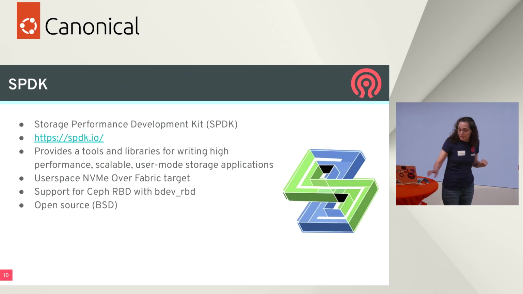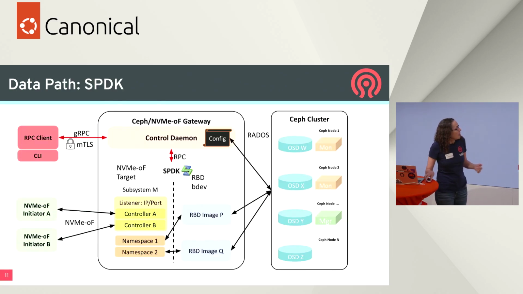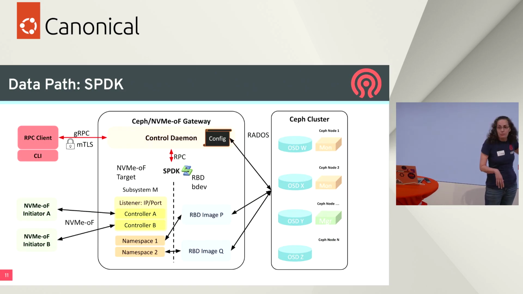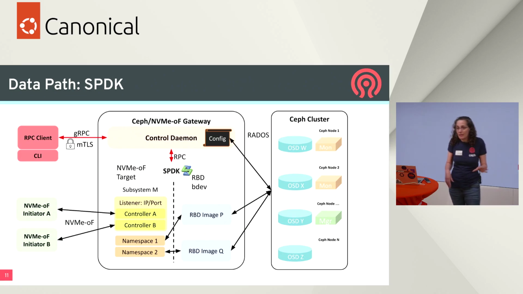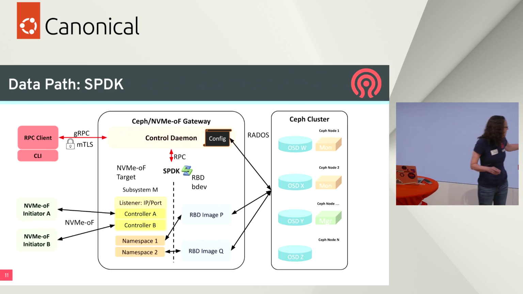So we are using SPDK to implement all the data path. In our container, we have the control daemon in Python, and we have SPDK running as well. The control daemon uses local RPC commands to talk with SPDK. And SPDK implements all the NVMe over Fabrics commands for us. So when the initiator connects to the cluster, we will connect using the NVMe connect command. We will go to SPDK.